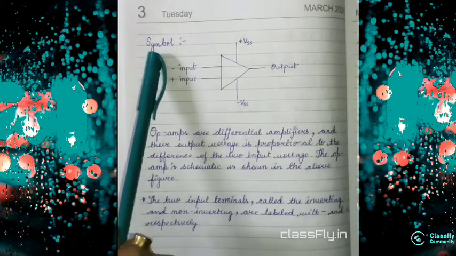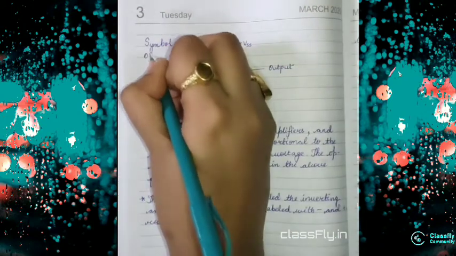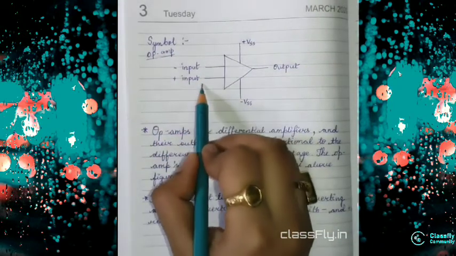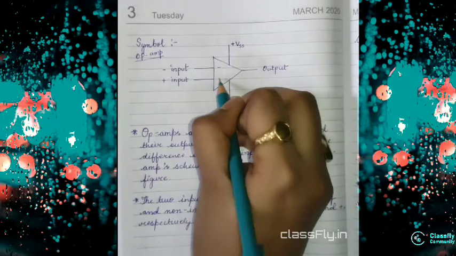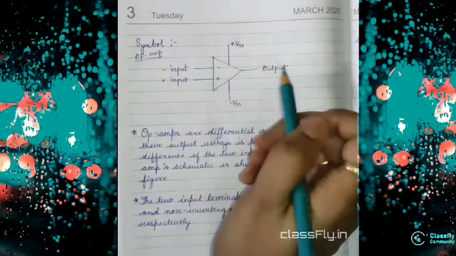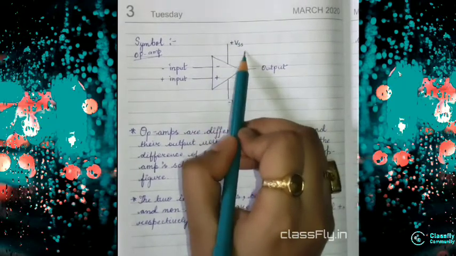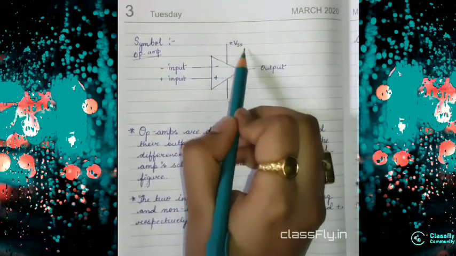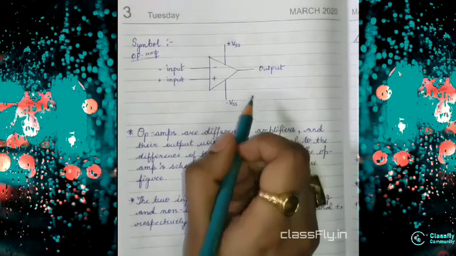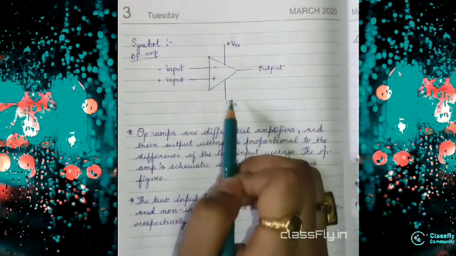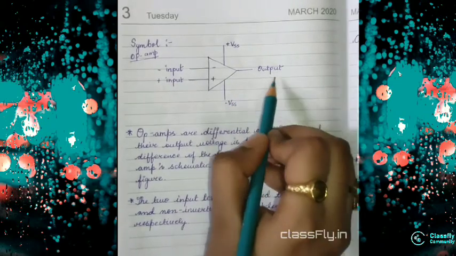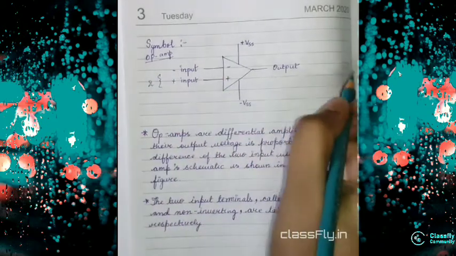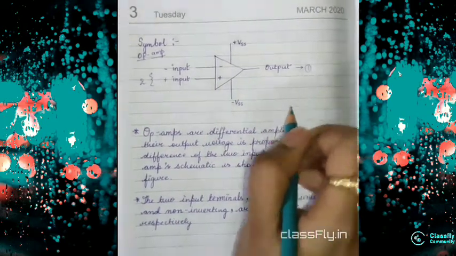This is the symbol of the op-amp. It will have two inputs, one minus and one plus, one will be the positive voltage and one will be the negative voltage. We will see this in the pin configuration. And this will be our output, only one output, because it will have two inputs and one output, right?